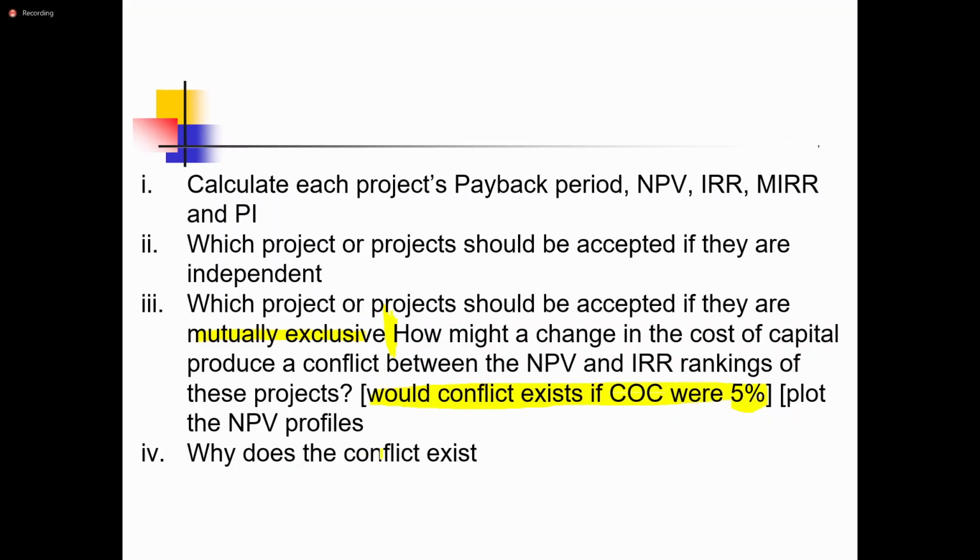So why does the conflict exist? I explained. The conflict arises because of the different reinvestment assumption. NPV assumes reinvestment at the cost of capital. IRR assumes reinvestment at the IRR. So normally when the cost of capital is less than the crossover rate, conflict can arise at the lower rates. But when the rate is greater than the crossover rate, no conflict. So likewise, this arises because of the difference in the reinvestment assumption.